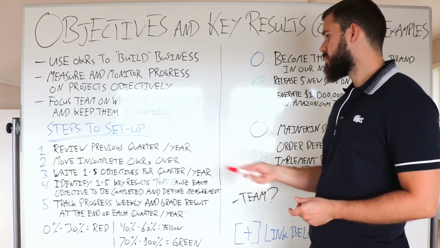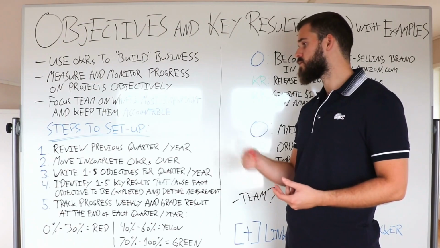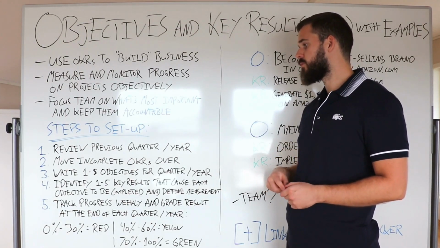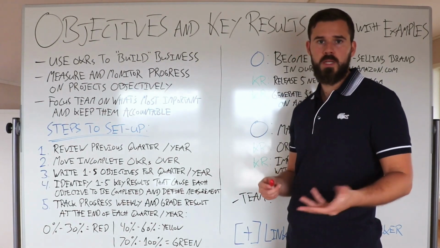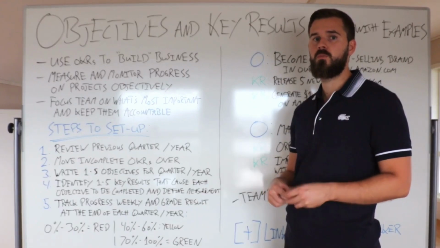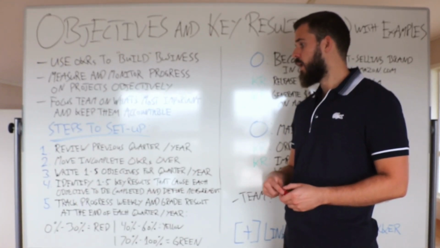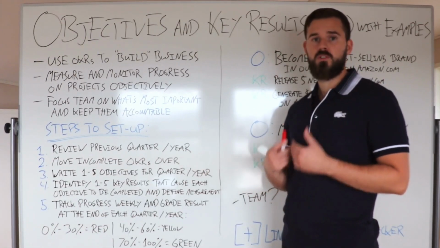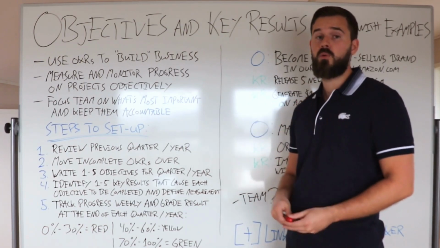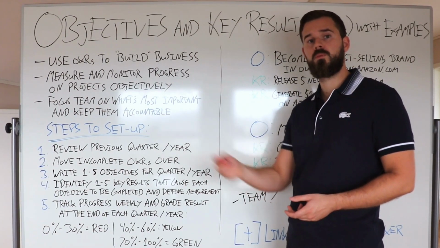And then step number 2 is you move any incomplete OKRs over, right? So if you just finished the year, let's say, and you have some OKRs that got completed or almost completed, but then you've got some that weren't completed. You maybe made it 50% of the way there or less. Now, you might not want to just stop there and let it go. This is something that might still be important for you to achieve. So in that case, what you do is you move that over into the following year.